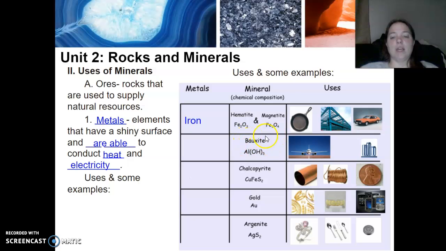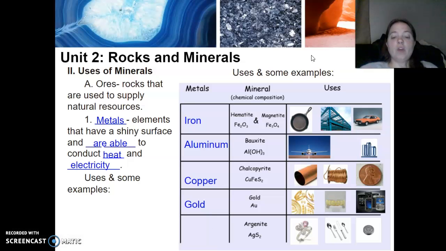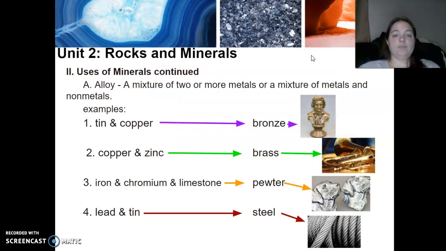Then you have this thing called bauxite. It is made of AlOH. Al is aluminum. And look at this, bauxite is also aluminum cans. Now you have chalcopyrite. Oh, I can't say that one. And if you look at this, that's Cu, that's copper. Gold. What is gold made of? Gold is made of gold mineral. It is an actual mineral. Pretty cool, huh? And then you've got argentite, Ag2S, and that would be some of your jewelry. That's silver.